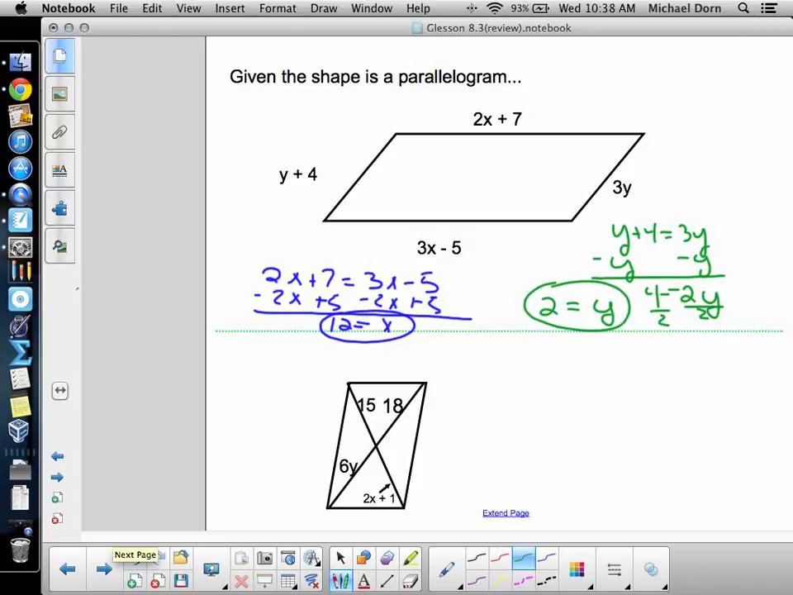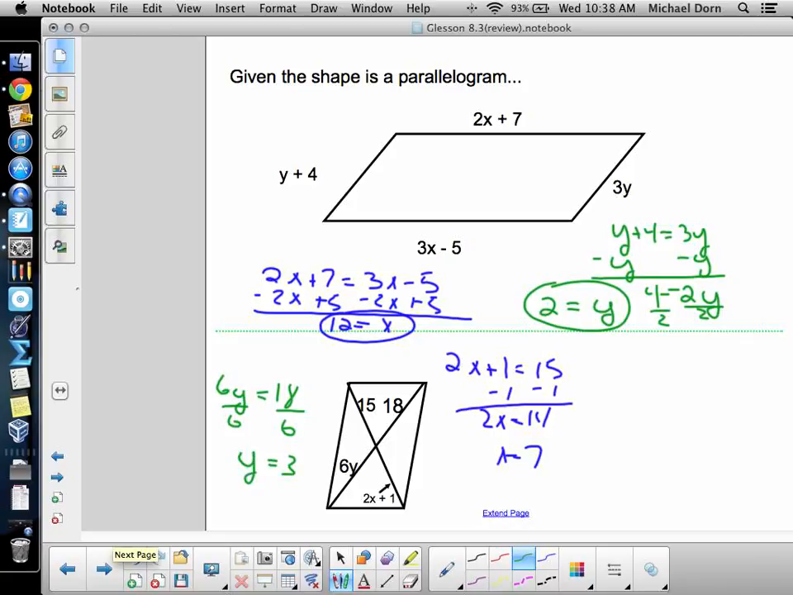How about down here? Given it's a parallelogram, 2x plus 1 equals 15, yep. So subtract the 1, 2x is 14, x is 7. How about for y's? 6y equals 18, and again, very basic. y is 3.